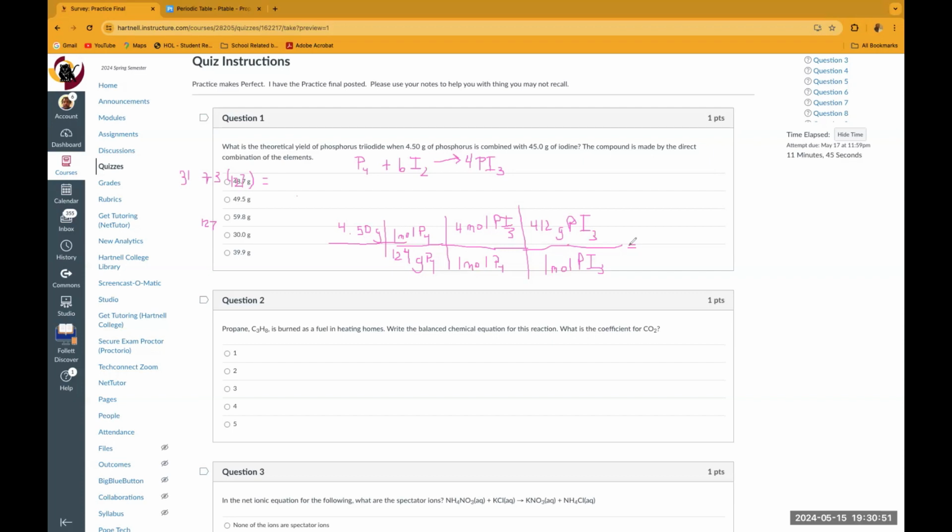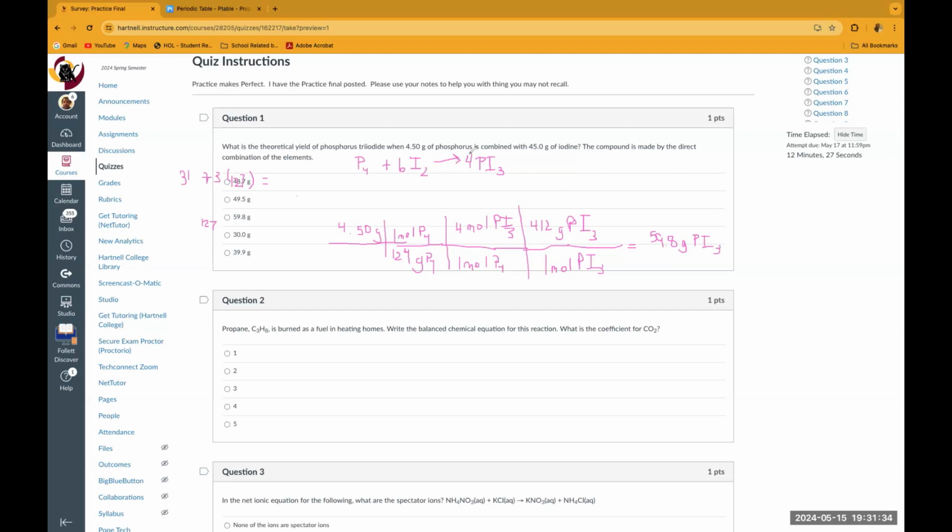Theoretical yield is ideal yield, right? That is correct. Okay. So I get 59.8 grams. Okay, and so is that what we're going to settle with, or do we need to do something else? Need to do something else.